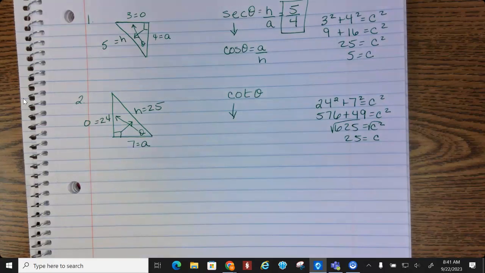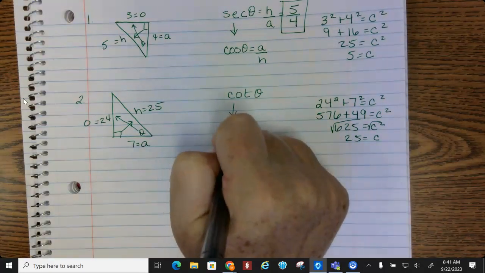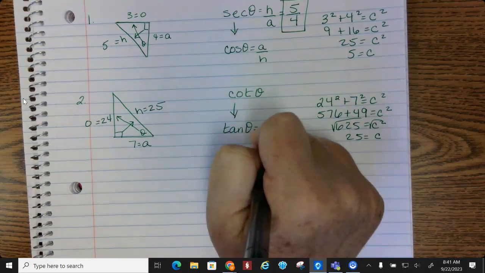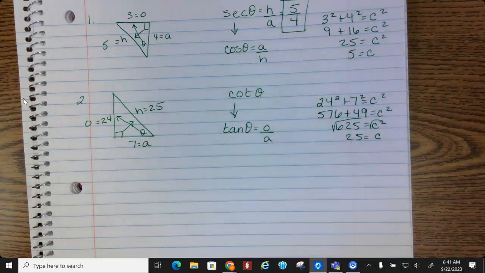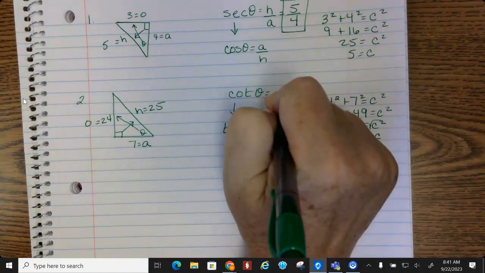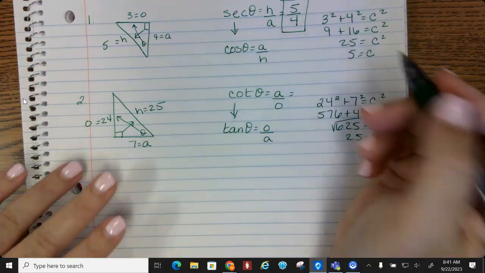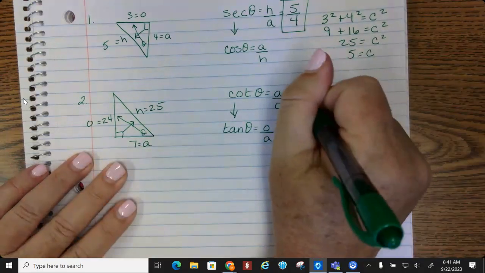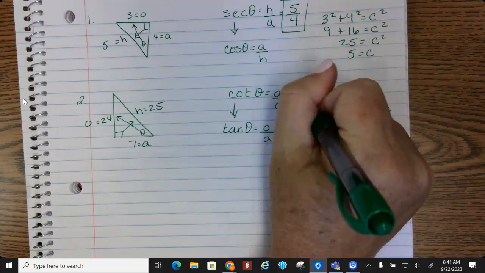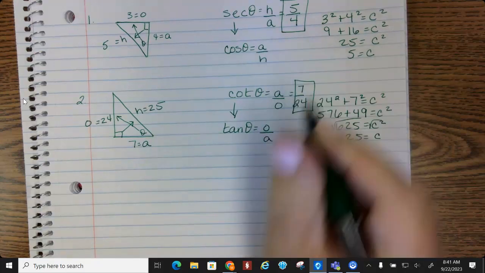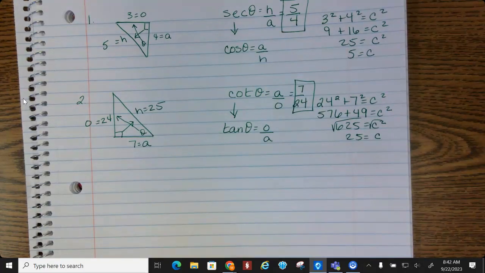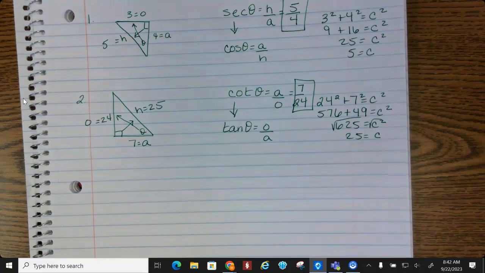The reciprocal of cotangent is tangent, and tangent is opposite over adjacent. So that makes cotangent adjacent over opposite, which is 7 over 24. Okay. So far, so good?